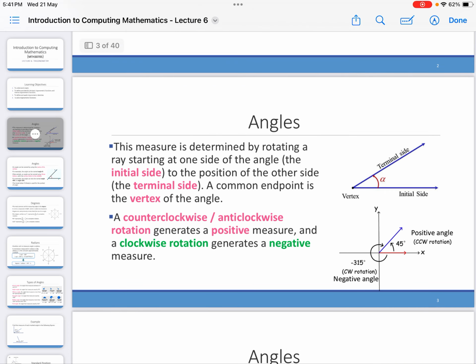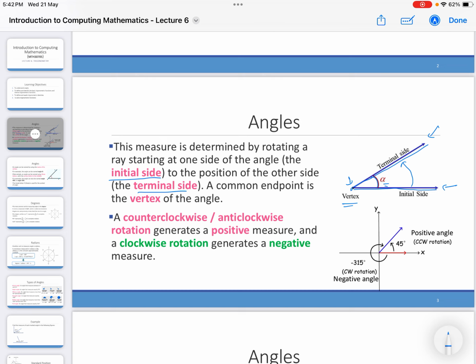Okay, the first part is angles. An angle's measure is determined by rotating a ray starting at one side of the angle. This one side we call the initial side, to the position of the other side, which is the terminal side. If you look at this, this one is the initial side and this one is the terminal side. So we rotate from initial to terminal, and we get the angle here. And then a common endpoint is the vertex of the angle. So the common endpoint here is this point, which we call the vertex.